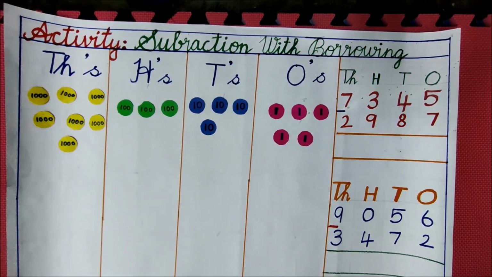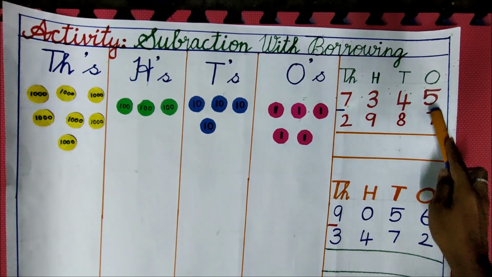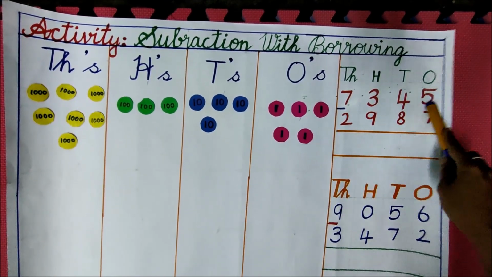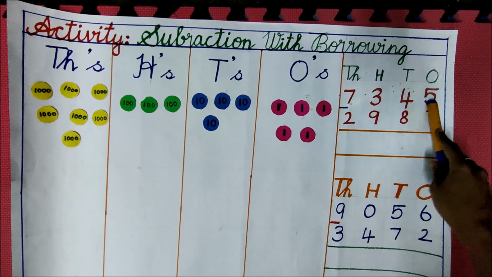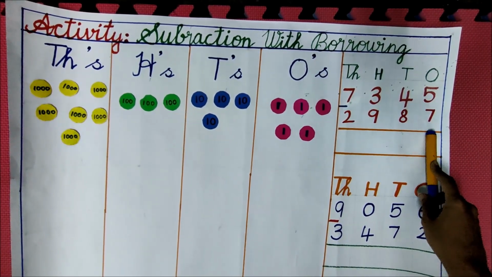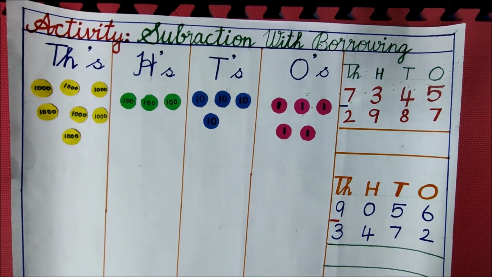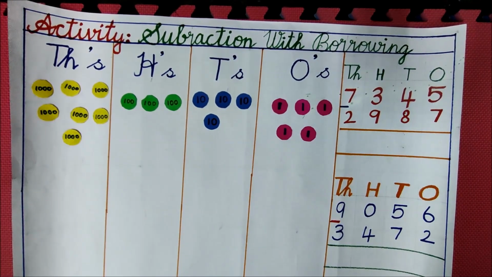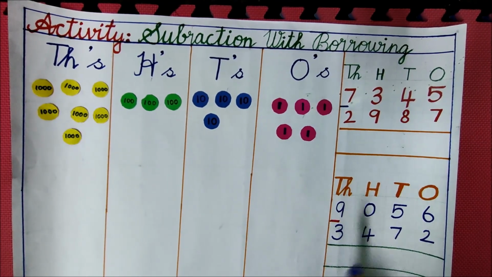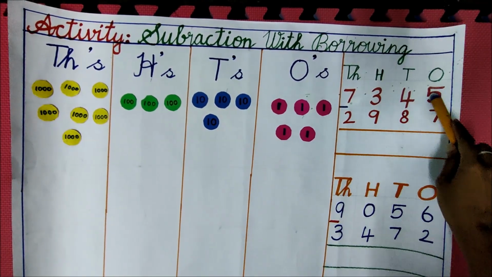Okay, so we have to start from ones place. In ones column we have to start. So what number is on the top? 5, and then the bottom 7. Now tell me children, is it possible to subtract the bigger number from the lower number? No, it is not possible, right? So we cannot subtract 7 from 5.